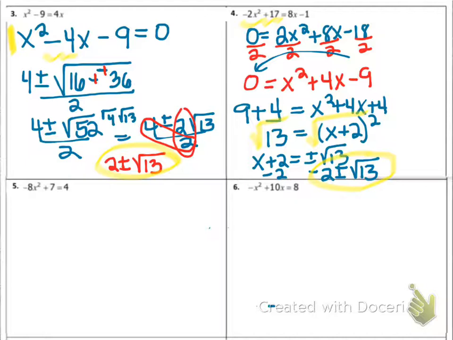Okay, so how about number 5? So this time on number 5, I put this in standard form, but what I noticed right away is that there is no x term. So rather than do that, I'm not even going to bother putting this in standard form because when there's no x term, I know I always use the square roots property to solve this.